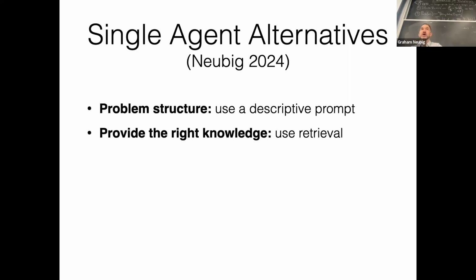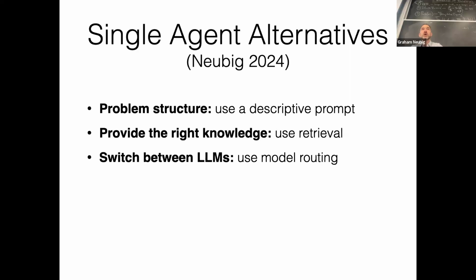Providing the right knowledge, I think using retrieval is a reasonable way to do this. Instead of having an Amazon agent and a GitHub agent, you could just have one agent that can retrieve the APIs from all of them. Switching between LLMs, I think, is a very good use case because you could get higher accuracy or lower cost. But we did also talk about model routing techniques that should be able to do this in a more general way.